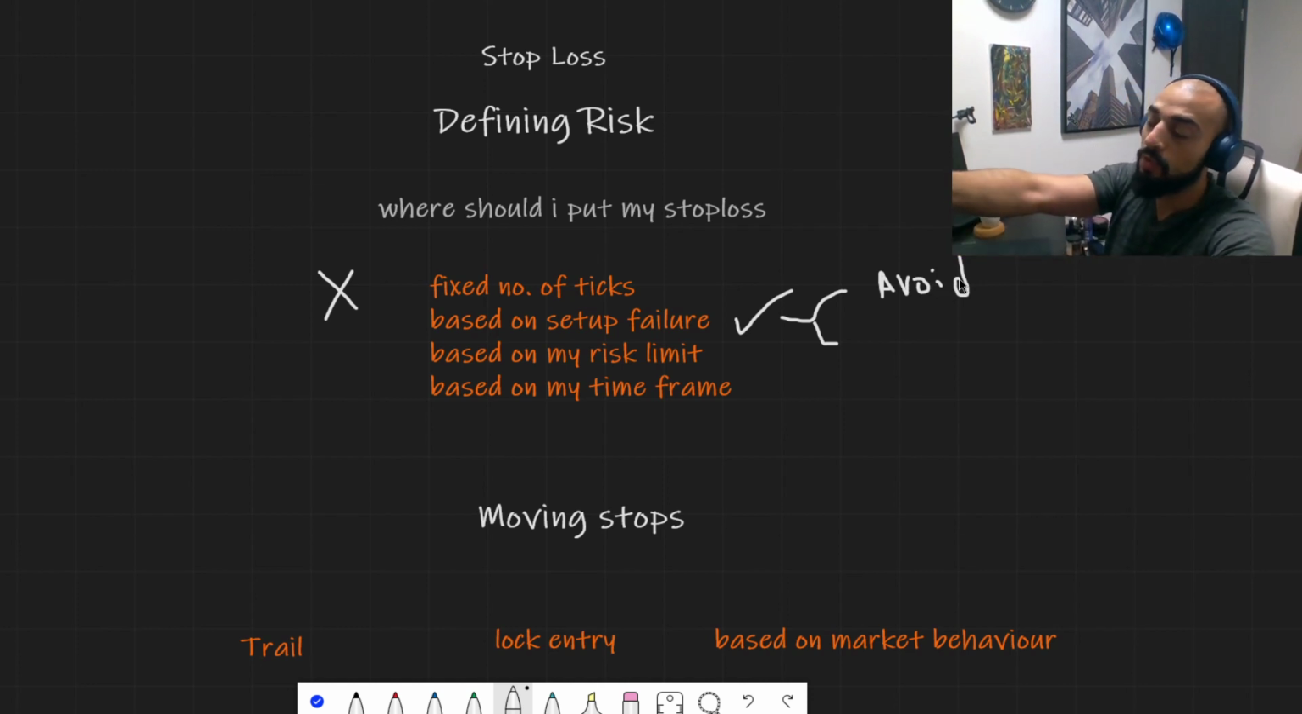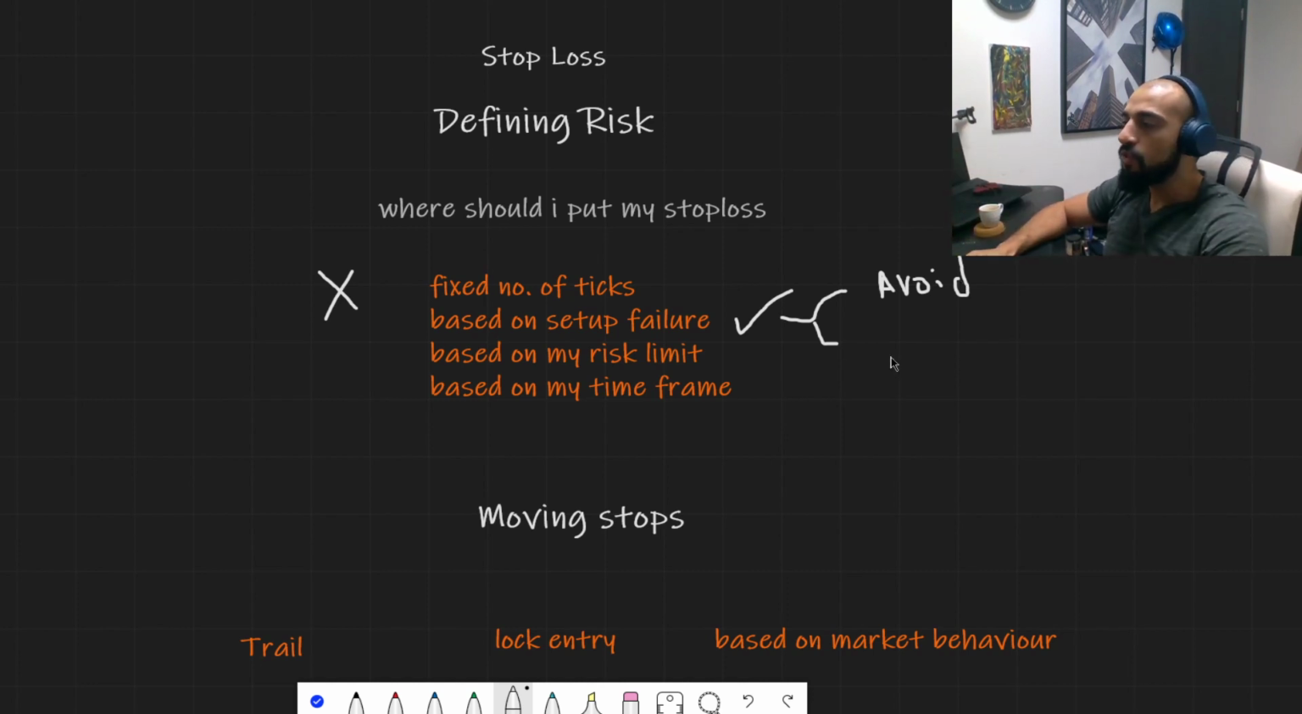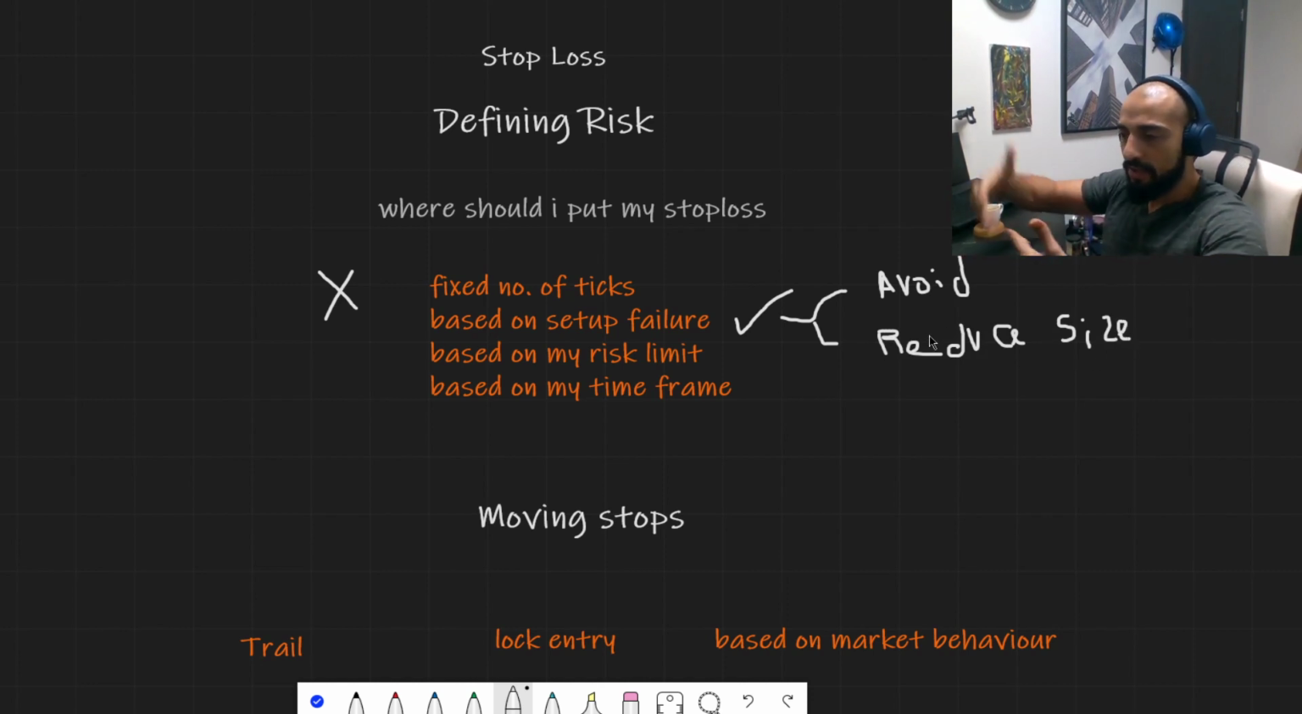So the first thing you can do is to avoid the setup. The second thing is to reduce size. If you reduce your size on that given trade, you can actually handle the swing of your range. You can put your stop loss in the right place, and therefore the lower size will give you the planned risk you set earlier. You cannot go aggressive in such a setup.